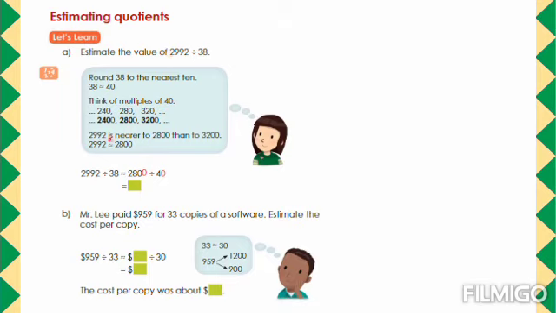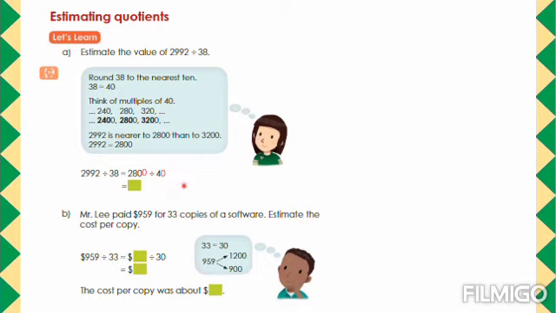So now 2,992 is approximately 2,800, because this multiple of 40 is closer to your dividend. Now, class, we are going to divide your 2,800 by your 40, your divisor. Of course, as I mentioned, when we divide, we need to cancel the zero. So cancel the zeros there, the color red, and the remaining is 4. So you will divide now 28 by 4.